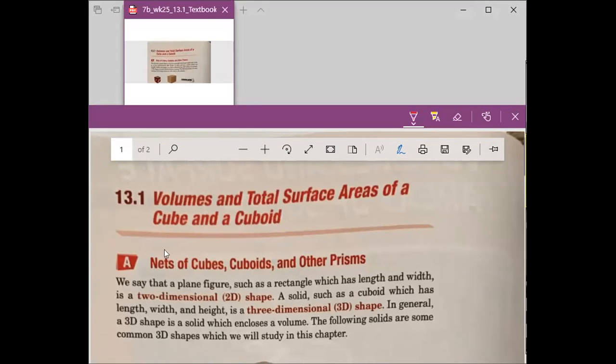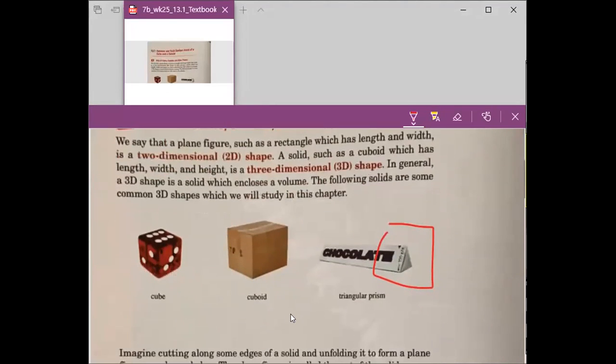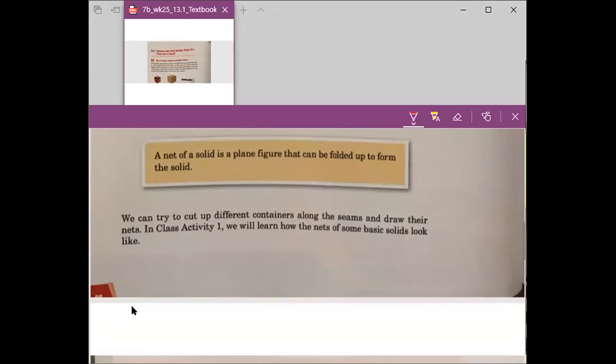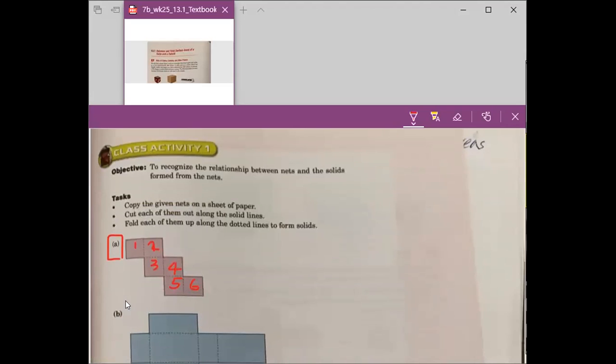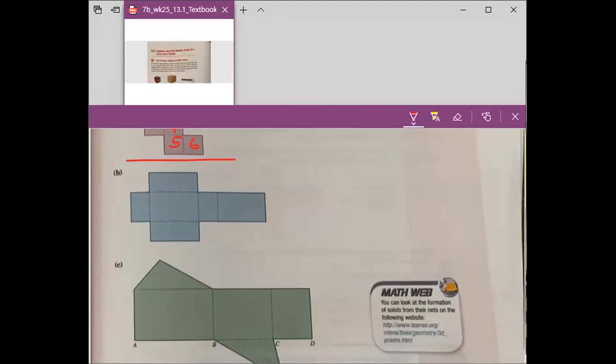All right. Now we're going to briefly talk about our chapter 13. We're going to talk about the volume and total surface area of cube and cuboid. And earlier we figured out how to unfold the picture, and then this one is the cube. This one, if we fold it back to a 3D dimension, this one will be cuboid, and this one will be the triangular prism. Okay.